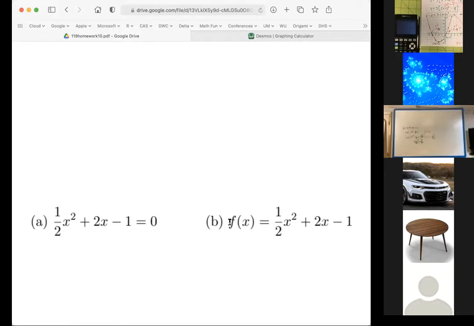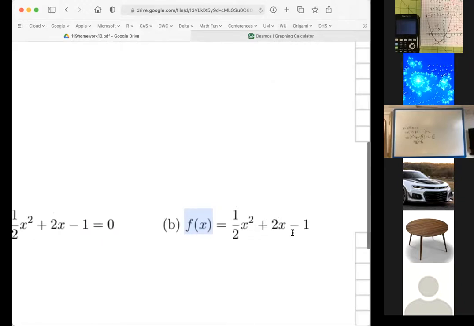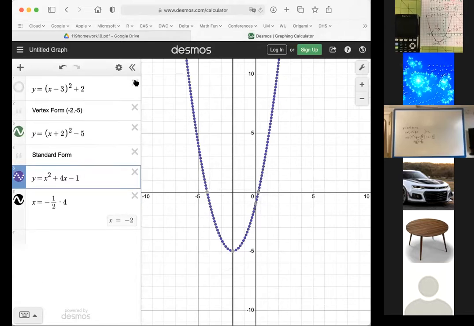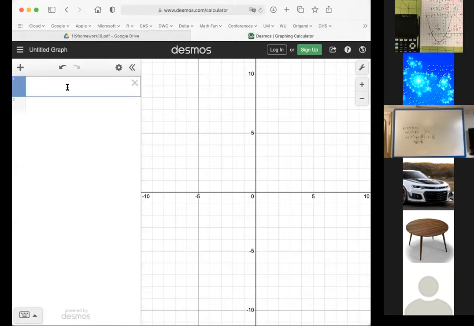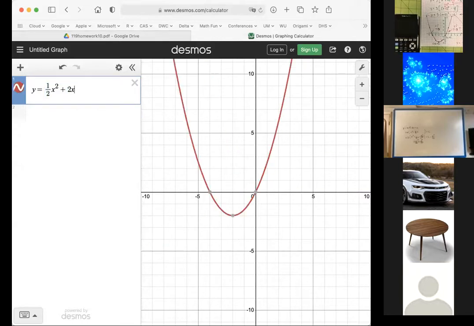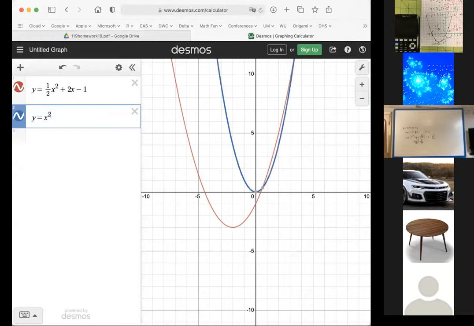But if I ask you to graph this parabola, you can't double it and give me the same parabola. Let's try it. 1/2 x squared plus 2x minus 1. Okay, this will be the last thing I do, I promise. So y equals 1/2 x squared plus 2x minus 1. That's the parabola I want you to draw. Of course, if you doubled everybody, you'd still get a parabola, just not that parabola.